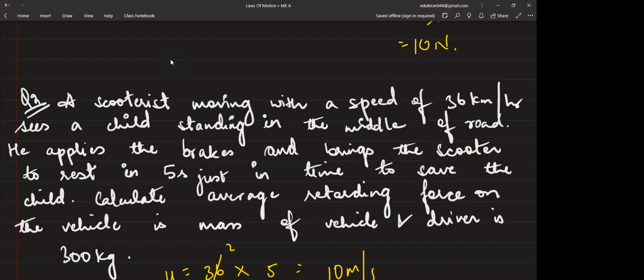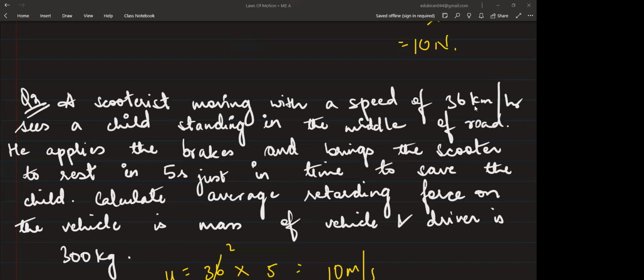Ma'am, in the question, in the end, it says force on the vehicle if mass of vehicle and driver is 300 kg. Yes, see, it's 300 kgs. It's both the masses. Mass of driver alone cannot be 300 kg. Both masses are given. See, let me discuss it now.